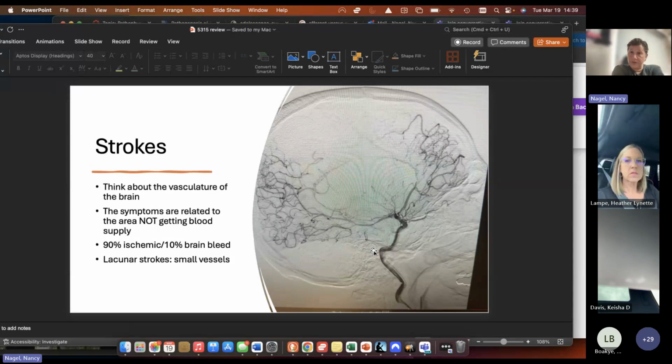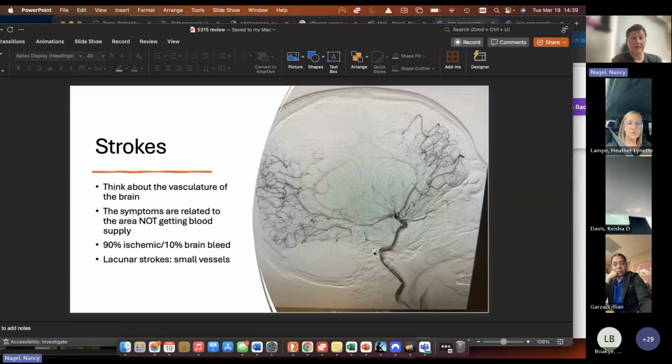So when you think about strokes, especially as you're studying for strokes, and you will see strokes again and again and again, not only throughout school, but as you go on to your careers, think about the vasculature of the brain. Get comfortable with that, and then remember that the symptoms are related to the area of the brain that's not getting the blood supply. About 90% of our strokes are ischemic, whereas 10% are due to brain bleeds.